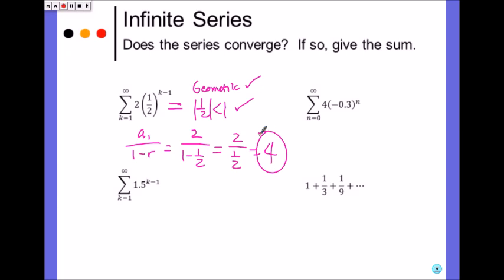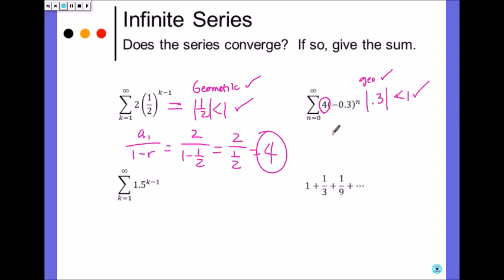What about here? Again, it is geometric. And the absolute value of the ratio is 0.3. So yes, it converges. So it's the first term. When you plug in 0, this becomes 1. This time you're starting from 0, and that becomes your first term. Since it's not n minus 1, that still becomes your initial value.